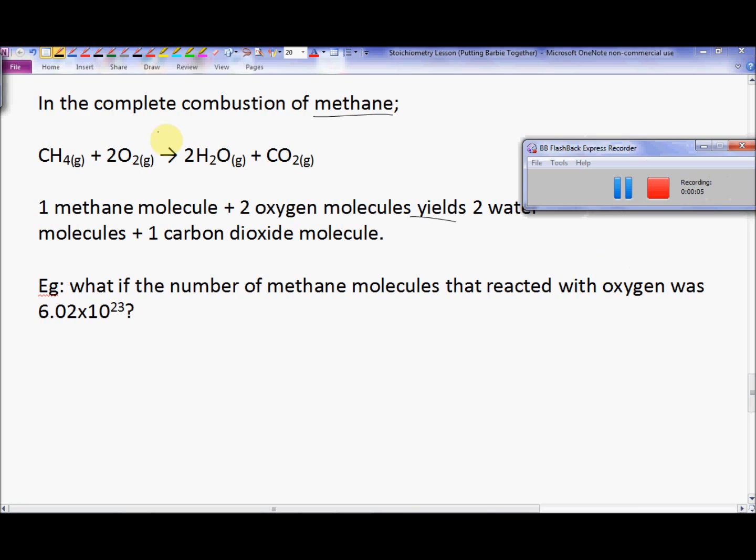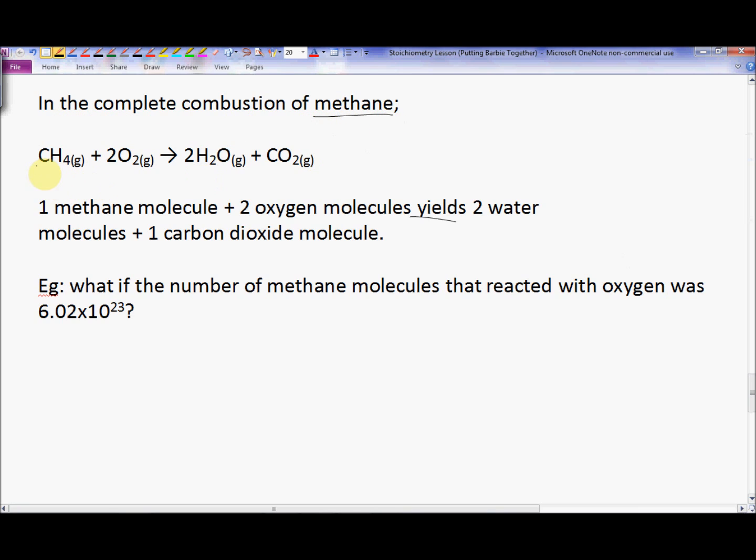So here we have an example for the complete combustion of methane. And so we've got methane plus oxygen gives us water and carbon dioxide. That's complete combustion. If it were incomplete, we'd see carbon and carbon monoxide. What we're doing is taking one methane molecule, adding it to two oxygen molecules, and it yields two water molecules plus one carbon dioxide molecule.